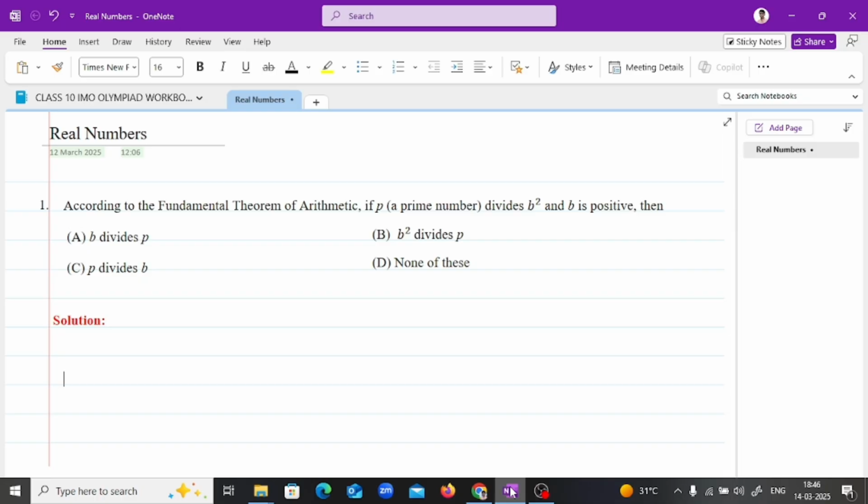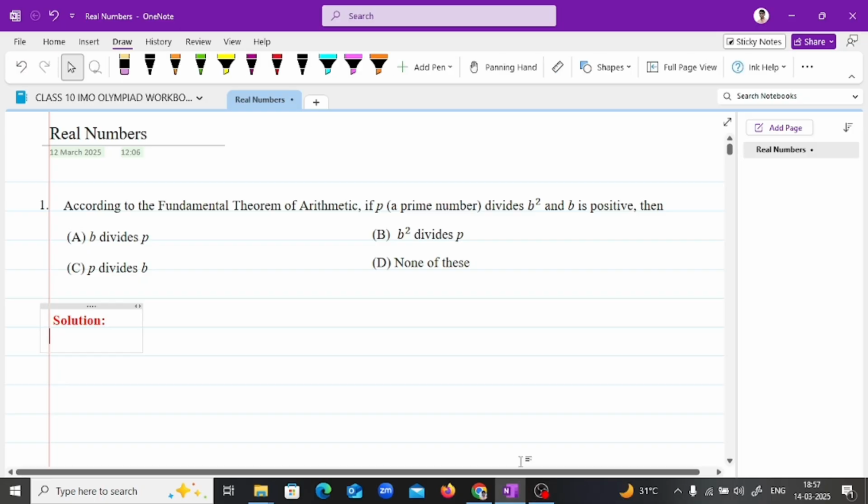Now let's dive into our first problem on real numbers. Question number 1 is based on the fundamental theorem of arithmetic. Question number 1. According to the fundamental theorem of arithmetic, if p divides b square and p is a prime, then option A, b divides p, option B, b square divides b, option C, p divides b, and option D, none of these. First, I will write down the statement of the fundamental theorem of arithmetic.